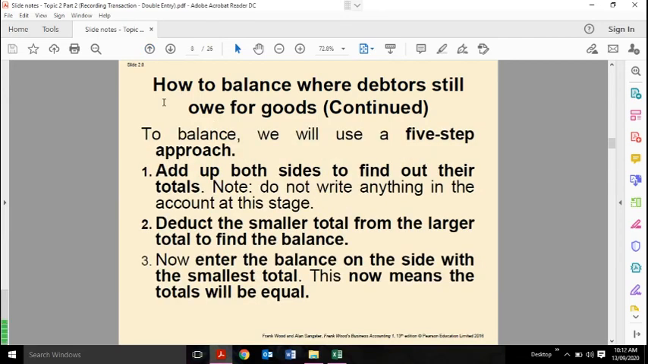In order to balance, we use these 5 steps. Basically, you have to add both sides to find out the total, but do not write it yet. The amount that you should write is the one with the bigger figure, the larger figure.